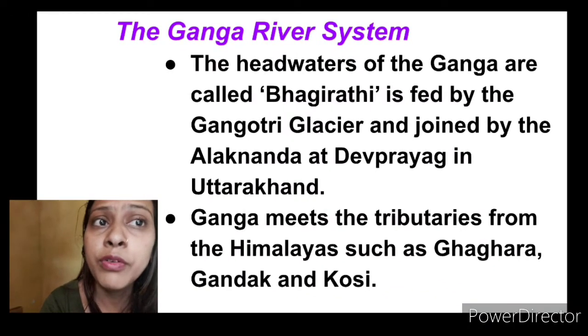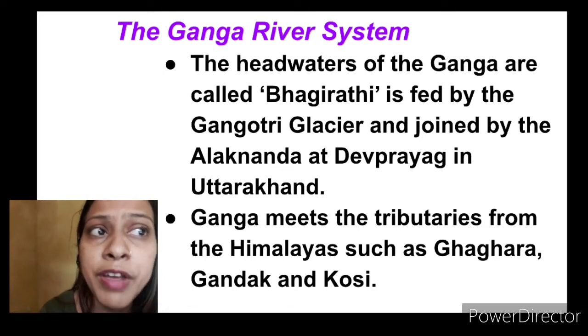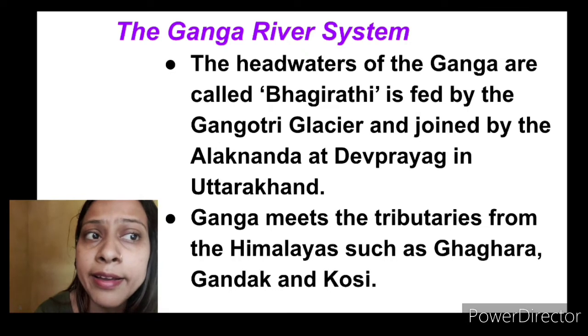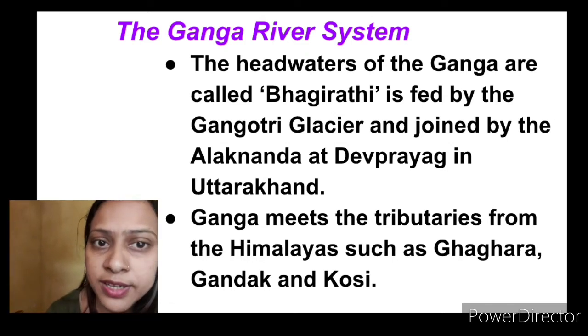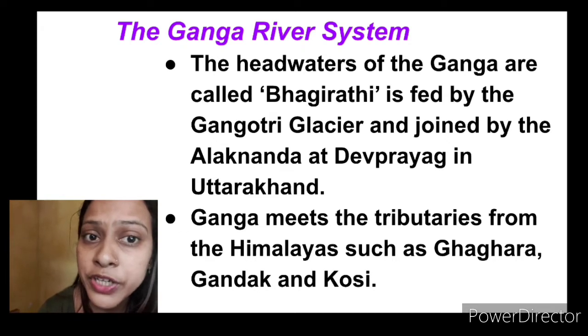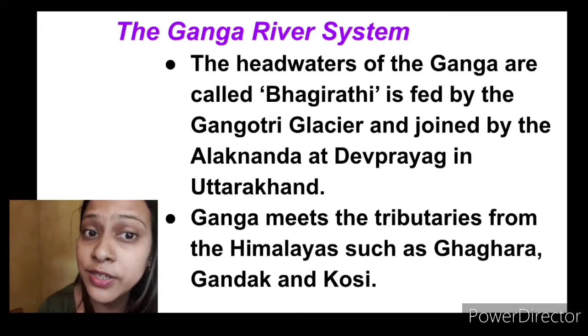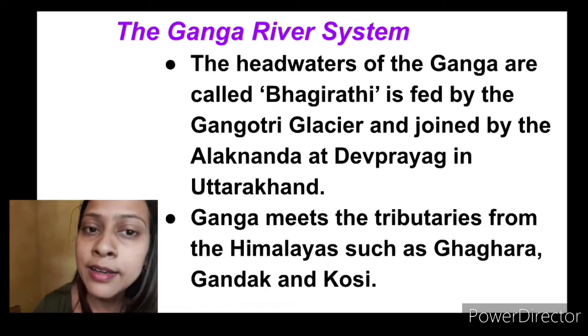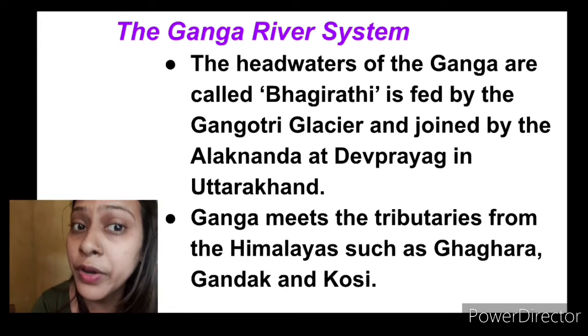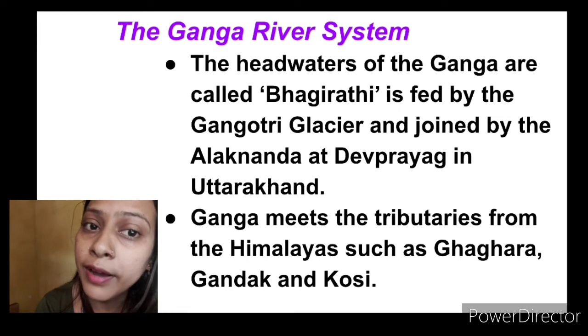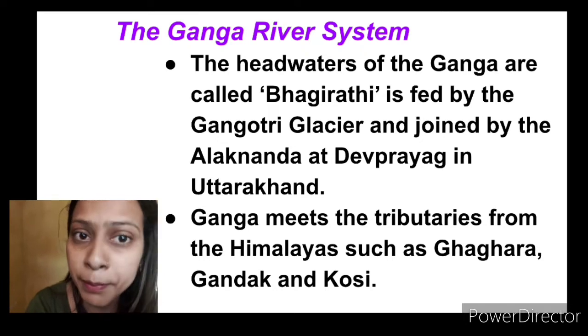The headwaters of river Ganga are called Bhagirathi, which is fed by Gangotri Glacier and joined by Alakananda at Devaprayag in Uttarakhand. So the main two head streams are Bhagirathi and Alakananda. First, Bhagirathi originates from which glacier? It is Gangotri Glacier in the Uttarkashi district of Uttarakhand, and then it is joined by another head stream, Alakananda, at Devaprayag. So a one mark question can be asked: where do the rivers Bhagirathi and Alakananda meet? It is at Devaprayag in Uttarakhand.